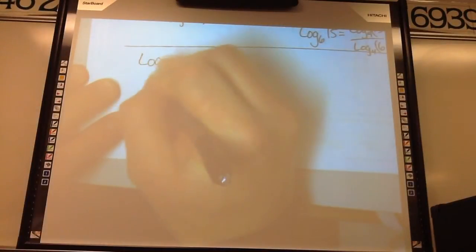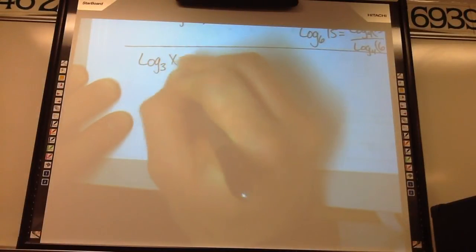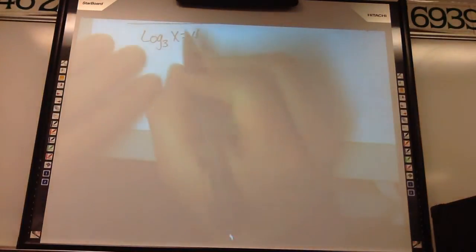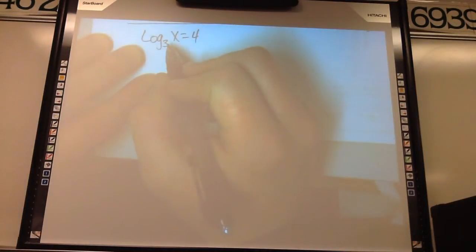Solve for x. Log base 3 of x equals 4. Give you a hint, you're not ready for your calculator yet. Divide by 4. It's okay. Divide by 4, not going to help. Well, the 4 is the power. The 4th power of 3 gives 81.